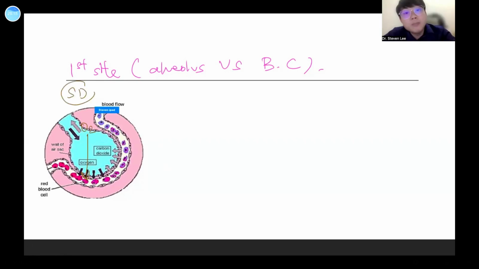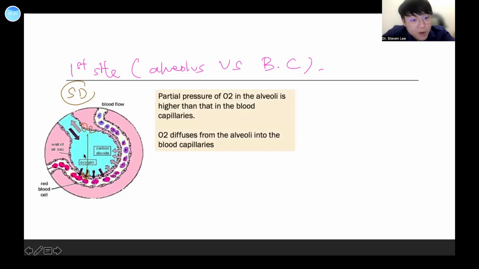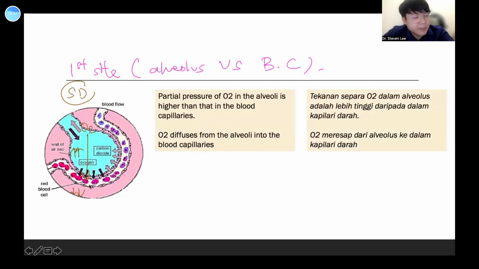So how do we make the first sentence? How do we compare the partial pressure? You will say that, you know oxygen goes from the alveolus to the blood, right? So the partial pressure of oxygen in the alveolus is higher than that in the blood capillaries. Meaning the oxygen must be more in the alveolus compared to in the blood. That's the first sentence. Then sentence number 2: oxygen diffuses from the alveolus into the blood capillaries. Then you can elaborate as you want, to be transported to the cells as oxyhemoglobin or whatever, up to you. But these two sentences, sentence number 1 and sentence number 2, are a must.